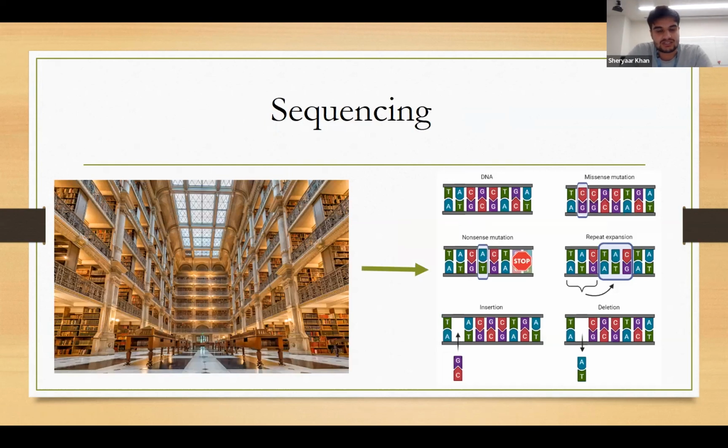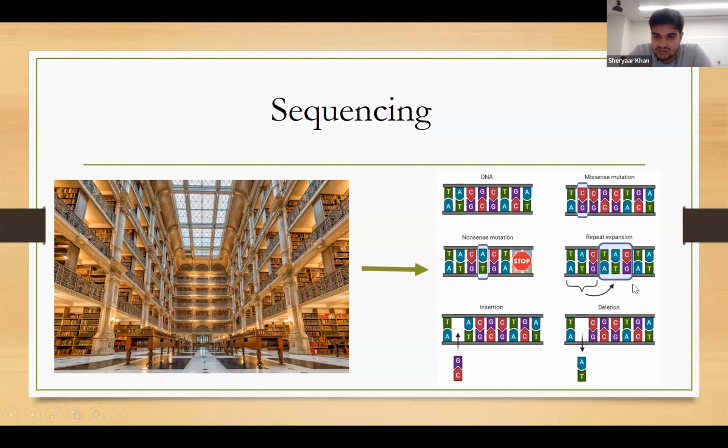So sequencing essentially is, like I was saying, taking that library of information, the analogy that I was using before, and looking for those mutations. These were the mutations that I was talking about before. This is a bit more in-depth on the different mutations. So insertions and deletions are very self-explanatory: deleting a bit or adding a new bit.